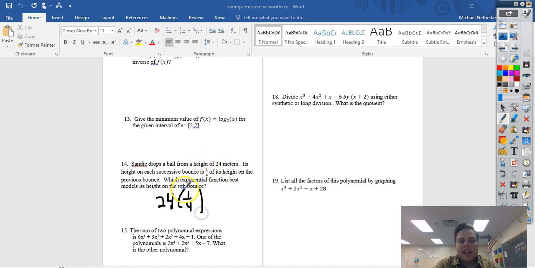And then it says on the nth bounce, so we just raise it to the n. Okay. And that's it. That's all I have to do for 14. Okay. Number 15.